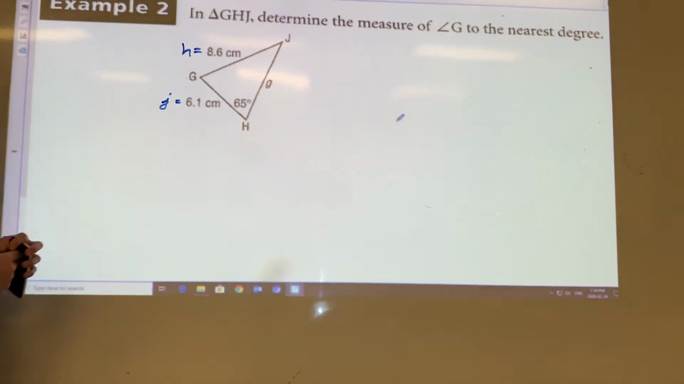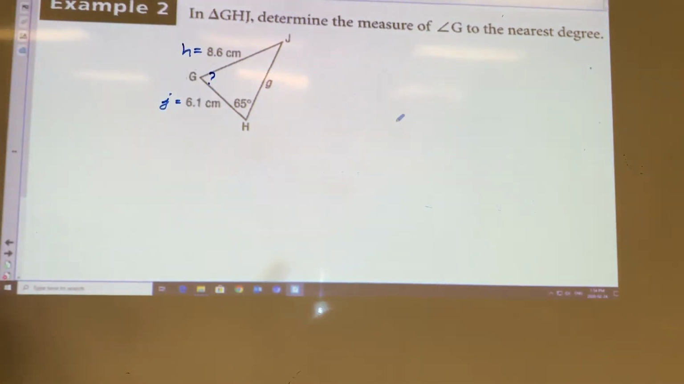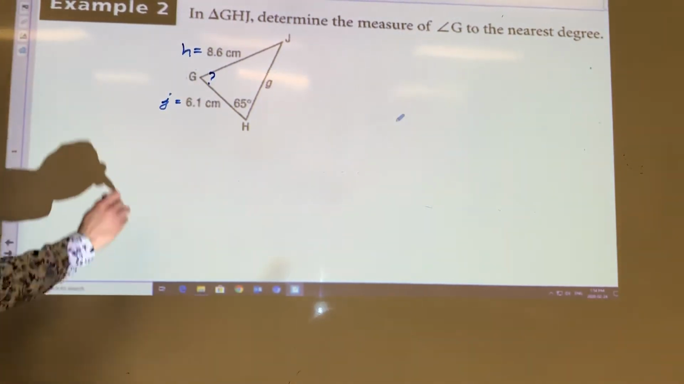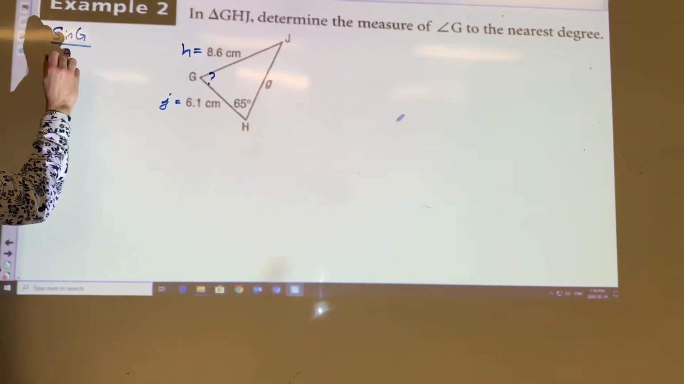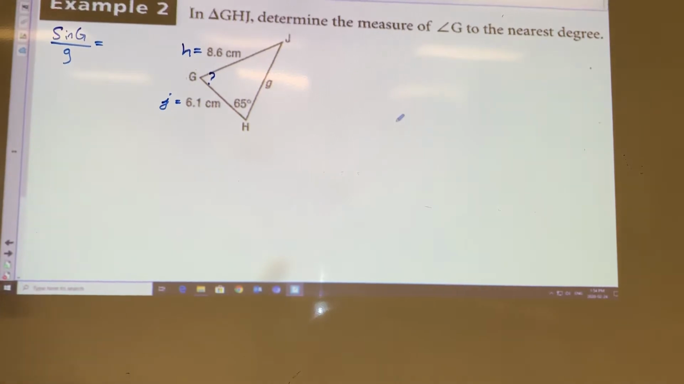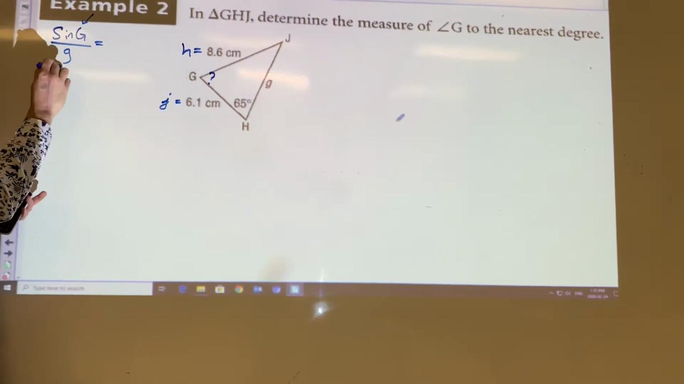All right. So what do they want? They want this angle here. Okay, so if I'm going to find this angle, I need to go sine g over little g. Now, there's already a problem here. What's the problem? We have two variables. Yeah, I don't know two things. In an equation, I can only have one unknown. So this is the thing I want to know, but I also don't know that.